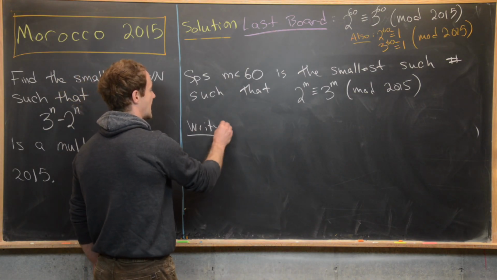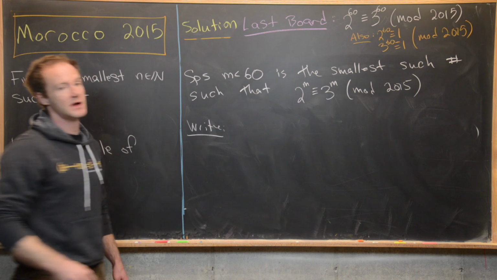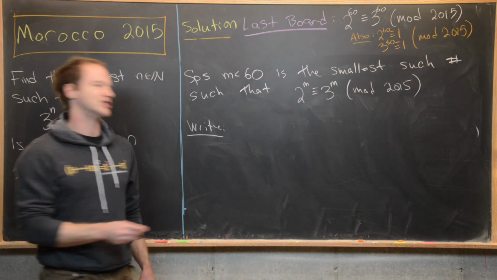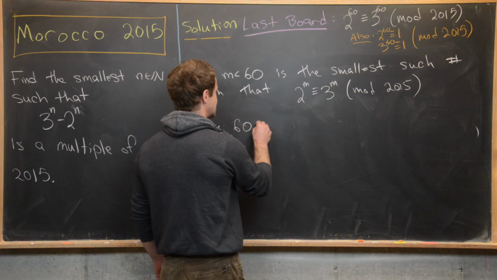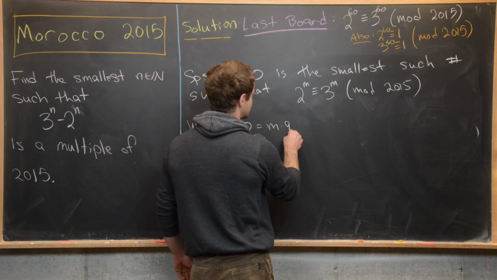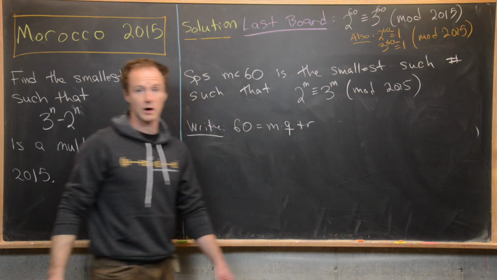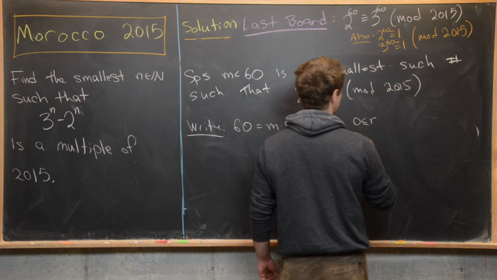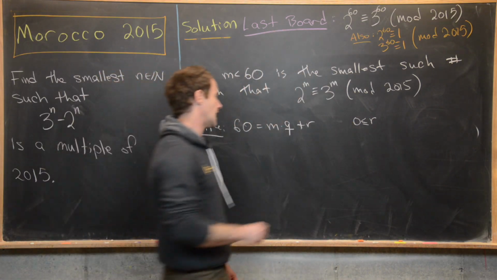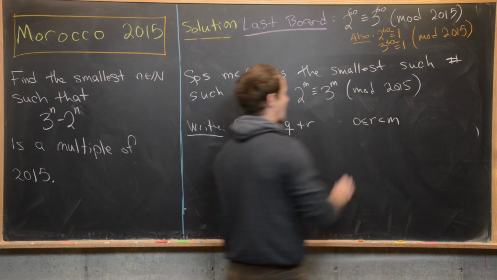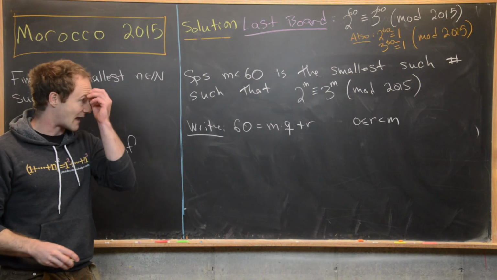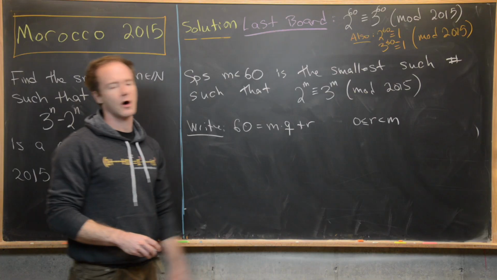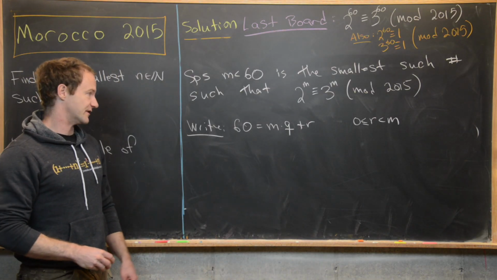So let's go ahead and divide 60 by m and get the quotient and remainder. This is sometimes called the division algorithm. So we can write 60 as m times q plus r. And here we know that r is between 0 and m. It's allowed to be equal to 0, but it is not allowed to be equal to m. This is the remainder. Your remainder is always less than your divisor.